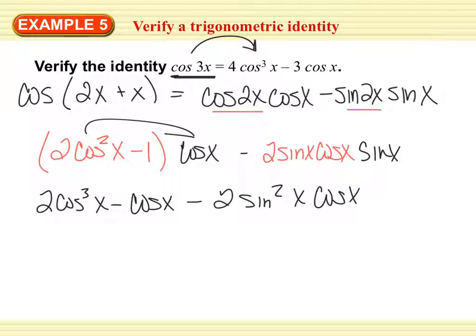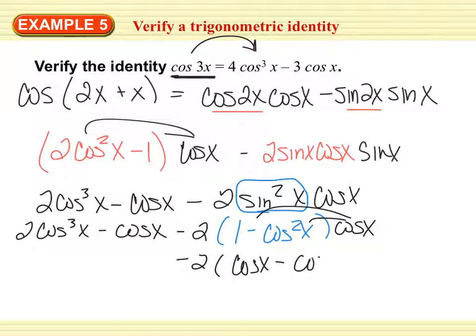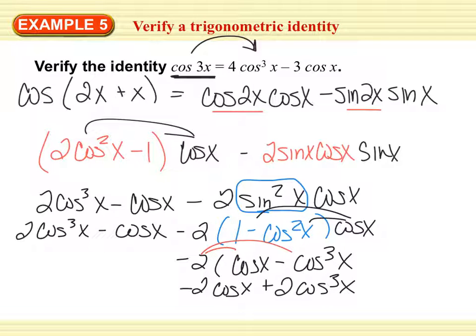Next, it looks like I can perform some magic by replacing this sine squared x with a Pythagorean identity. So let's rewrite everything. 2 cosine cubed x minus cosine x minus 2, and instead of sine squared x, I'm going to put in 1 minus cosine squared x. That is your Pythagorean identity, times cosine x. I have some multiplication to do here. First, I'm going to distribute that cosine x in the parentheses. I get cosine x minus cosine cubed x, and then I actually need to distribute this negative 2 that direction. So negative 2 cosine x plus 2 cosine cubed x. I'm going to rewrite everything on this side. I don't want to lose anything.